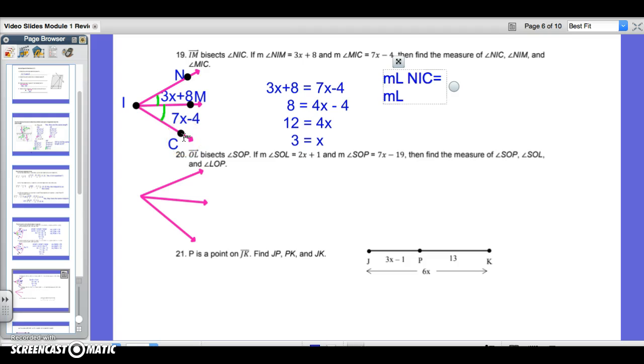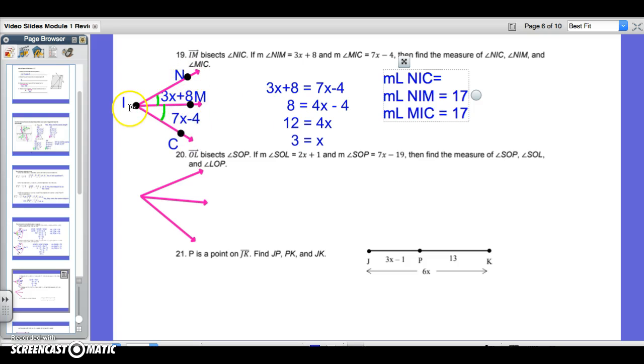Measurement of angle NIM is, let's plug this in. So NIM right here. Plug in the 3 right here. 3 times 3 is 9, plus 8 is 17. Measurement of angle MIC right here. Plug in 3. 7 times 3 is 21. 21 minus 4 is also 17, and that's good. We want those to be the same because that was the whole point. Those two things are supposed to be congruent.